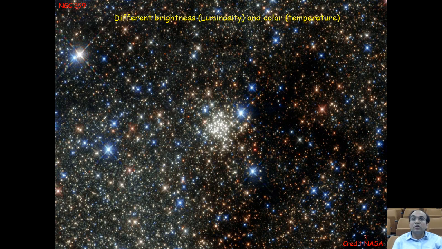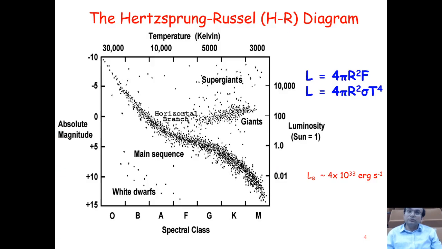The brightness I'm talking about here is luminosity, that is energy emitted per unit time, and color tells about the temperature of the star. So if you plot the luminosity of the stars against temperature in a plane, you will see a nice diagram that we call the Hertzsprung-Russell diagram.